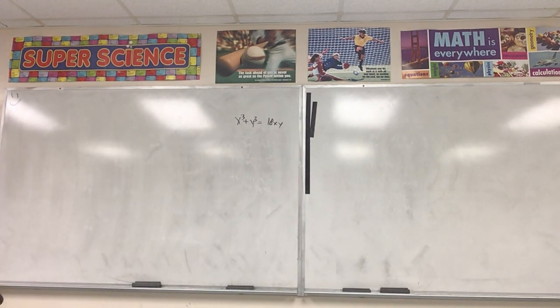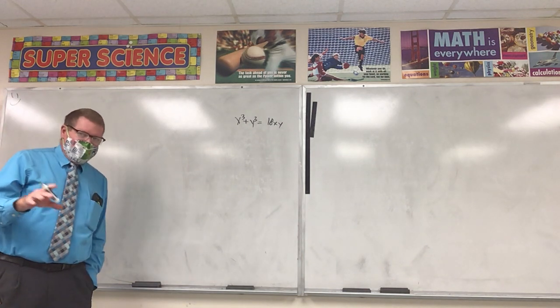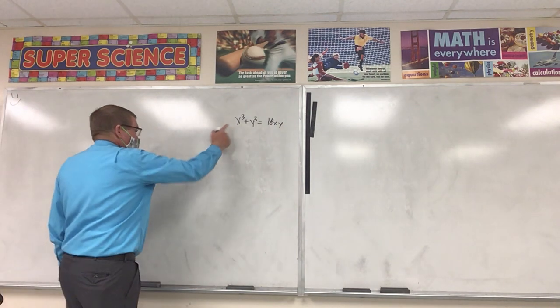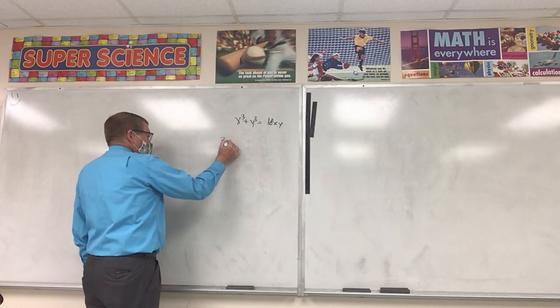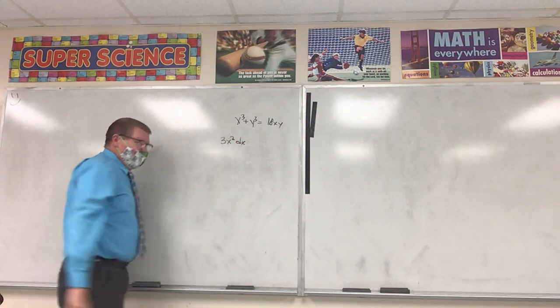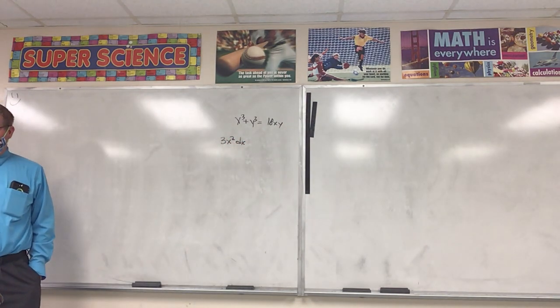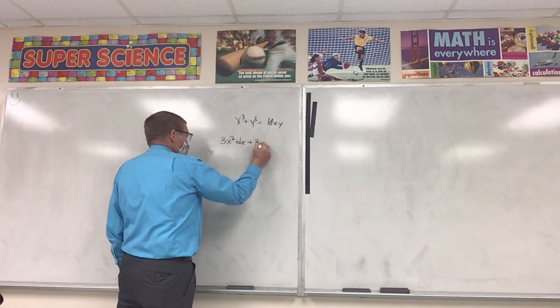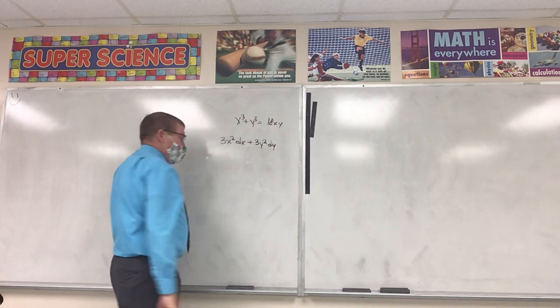When we have multiple variables involved, anytime we take the derivative with respect to a variable, we're always going to write dy, dx, dv, dw, whatever the variable is in that function. So when I take the derivative of x cubed, it's going to be 3x squared dx, because I took the derivative with respect to x. When I take the derivative of y cubed, that's going to be 3y squared dy.